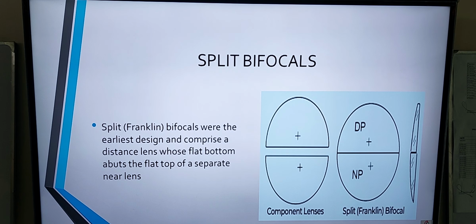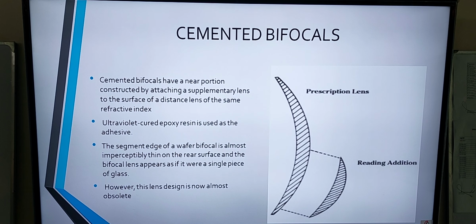The split bifocals were the earliest design of bifocal lenses, and as we said, commonly the larger part is the distance. Here they are equal parts for the distance and the near, and the flat bottom of the distance part abuts the flat top of the near lens. This was the earliest design of the bifocal lenses which was used. Then we have the cemented bifocal. This lens design is now almost obsolete.